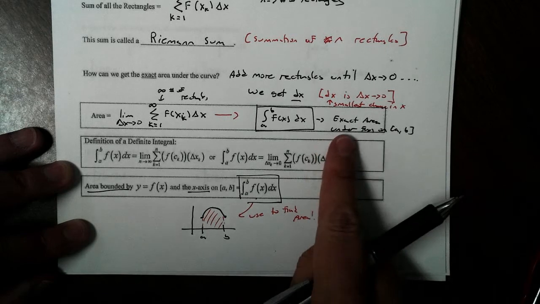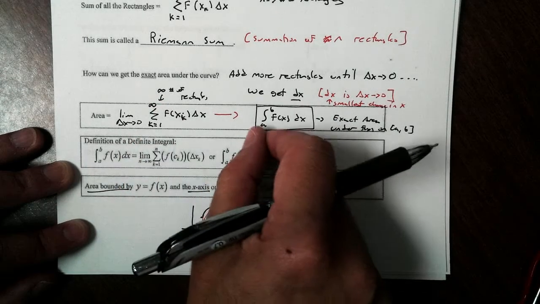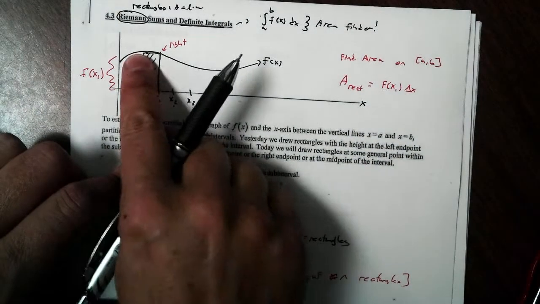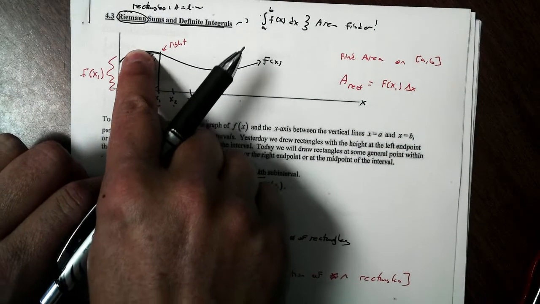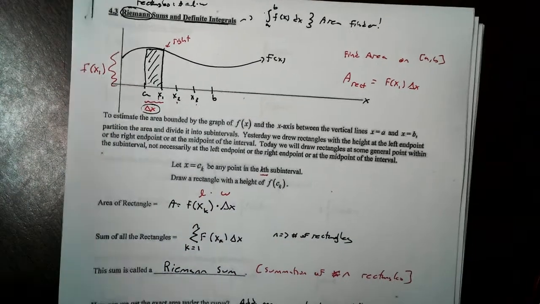The exact area, because remember, we're getting an infinite number of rectangles that are so thin there's zero error between, so there's going to be zero error. It's not going to be an overestimate or an underestimate, it's going to be the exact value.